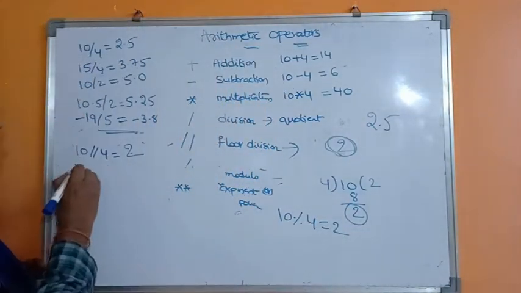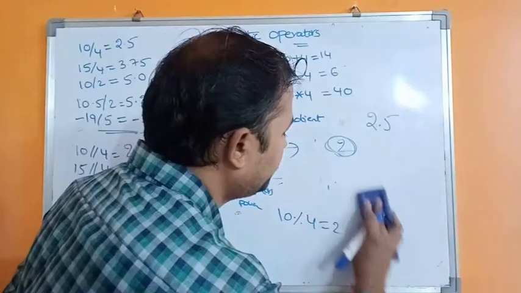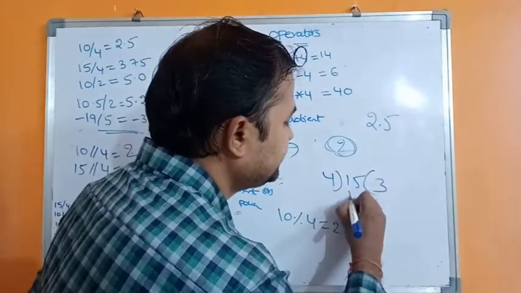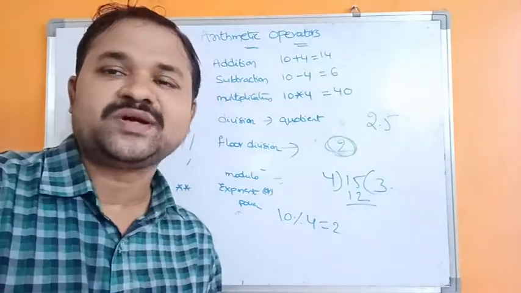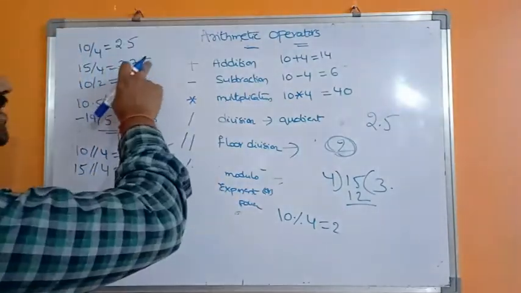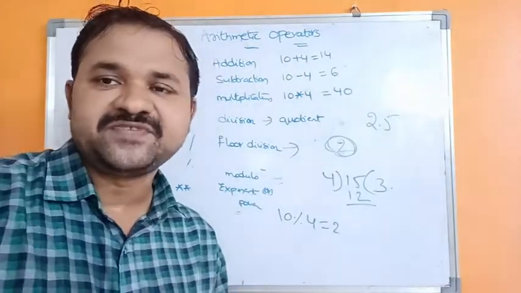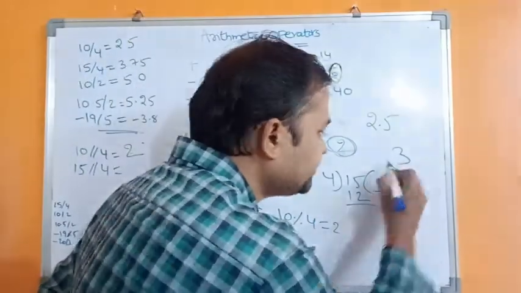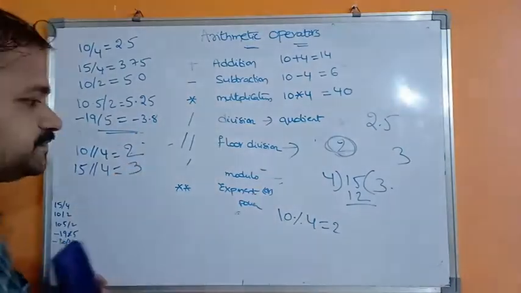Let us take the second example. 15 by 4. 4 3s are 12. Then 3 point something we will get as the result. But we have to consider an integer which is less than that. So 3.75 is the actual result. But floor division means it will give an integer which is less than the result. Here 3 is an integer which is less than 3.75. So the result will become 3.